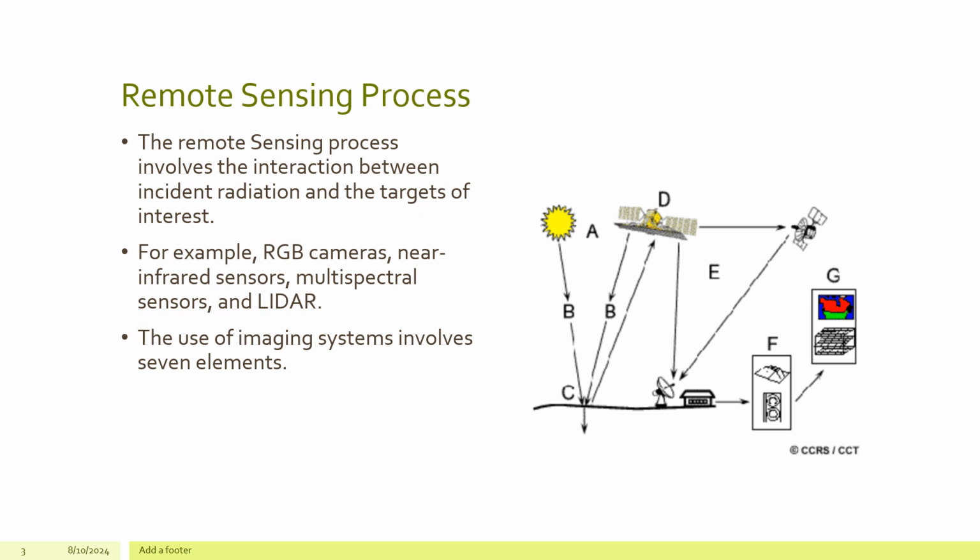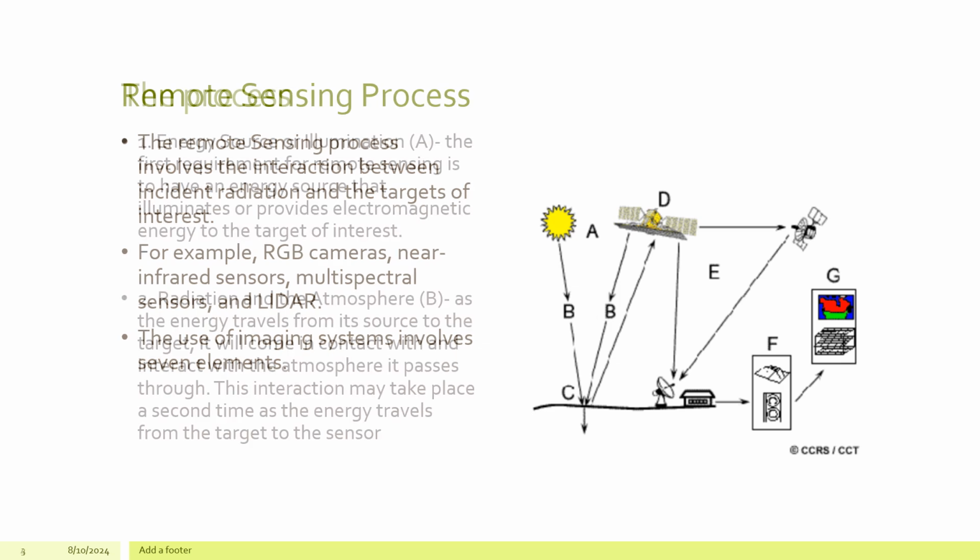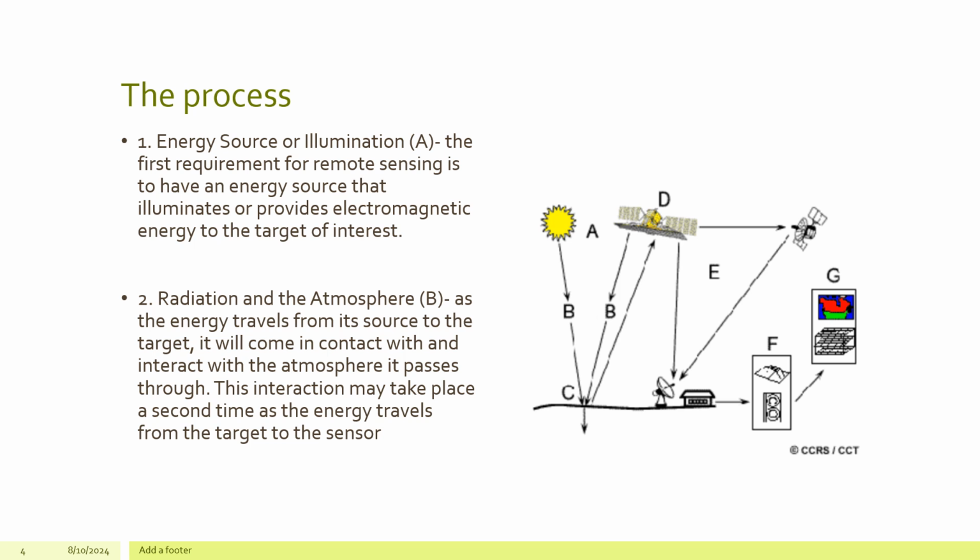So the use of imaging systems follows 7 basic elements, and we're going to learn about those elements today. The first is we need an imagery source or an illumination source that provides electromagnetic energy for the target of interest. This radiation is going to pass through the atmosphere, and as the energy travels from its source to its target, how does that interaction occur? The interaction takes place a second time as it travels from the target to the sensor.